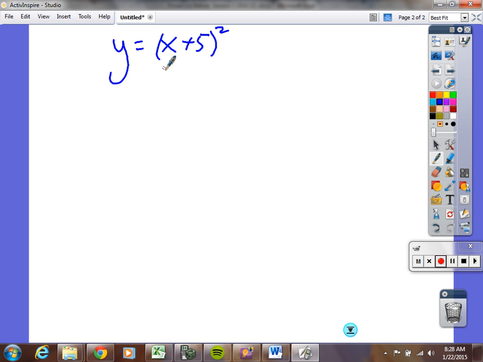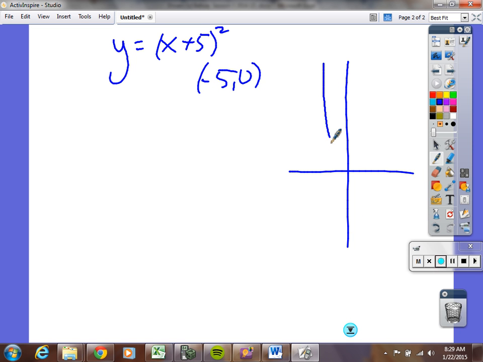Because remember, in vertex form, this is x minus h, right? Okay, and a lot of you guys ask, well, Mr. Roberts, I see a 5. Why is it negative 5, right? Let me explain. Okay, so understand, our original parent function looks like this.